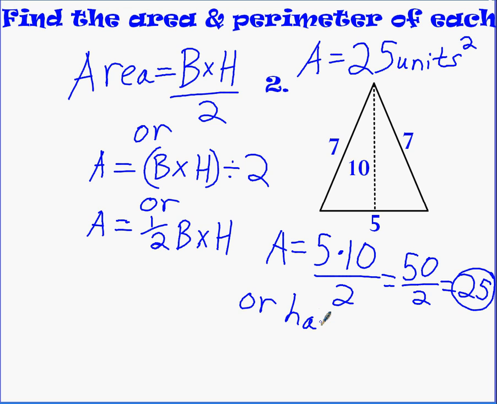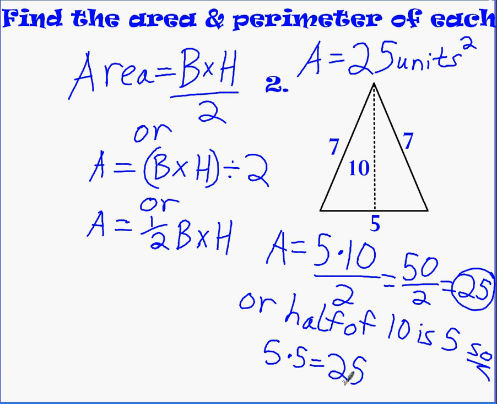Also, you could just find half of one of the measurements, half of 10 or half of 5, and then multiply the base and height. 10 is easier to divide in half, so half of 10 is 5. So when we multiply half of 10 and the base, we get 25. It comes up with the same answer. So whether you multiply the numbers and divide by 2, or divide one of the numbers by 2 and then multiply, you'll come out with the same number, which is kind of fun about triangles.